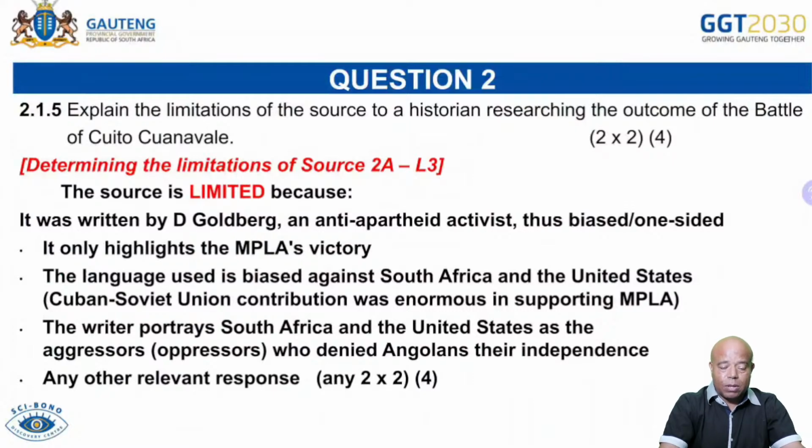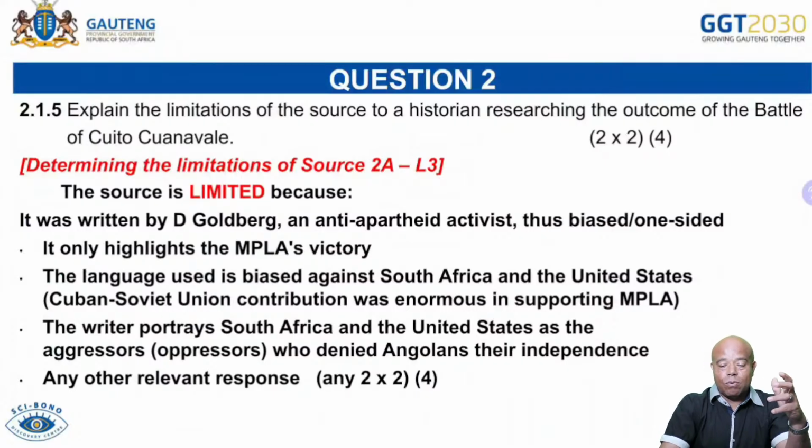The source is limited because it was written by D. Goldberg, an anti-apartheid activist, thus one-sidedness. It highlights the MPLA's victory. That's another point. The language used is biased against South Africa and the United States. The Cuban and Soviet Union contributions are described as enormous in supporting, so they are being biased towards Cuba and the Soviet Union at the same time, basically. The writer portrays South Africa and the United States as the aggressors who denied Angolans their independence.